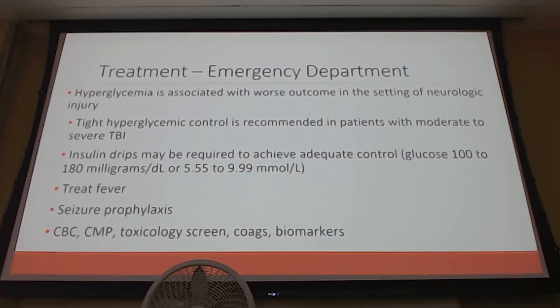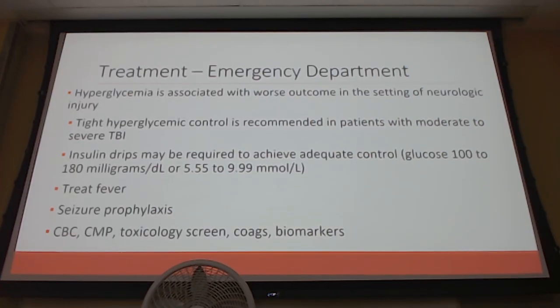And then we want to keep them euglycemic, so any hyperglycemia can worsen their outcome. So when we're initially checking those labs, if they're a diabetic, which is very common, especially since the elderly have a lot of falls and we're treating them, we want to look at giving them insulin drips and keeping their glucose in the normal range, normal ER range. I know that's not the normal range, but in the ER, anything under 200, we're like, all right, they're cool. We don't really need to do anything under 300, but for TBIs, we're going to keep it 100 to 180. I want to treat any fevers.